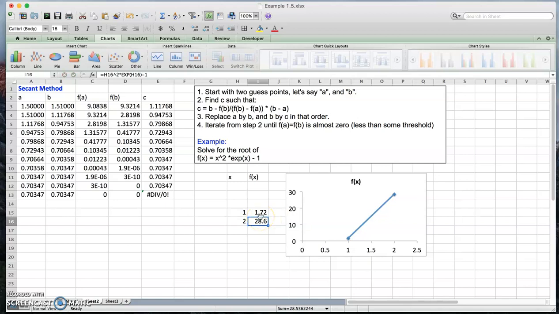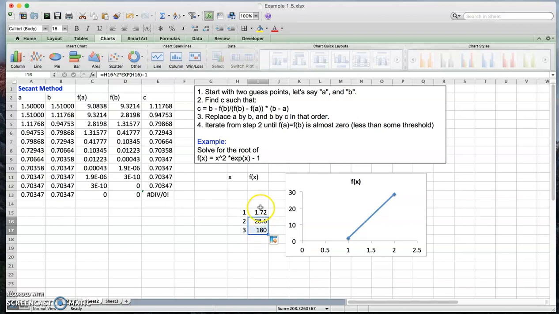That's 1.72. Then for plotting, maybe I just do 2. So I type 2 here, and then I highlight this cell and drag down. I immediately notice that the value has gone up to 28. Most likely if I do 3, it's going up. I'm looking for when the function becomes 0 or negative. This is still going up, which means it doesn't hit the x-axis.